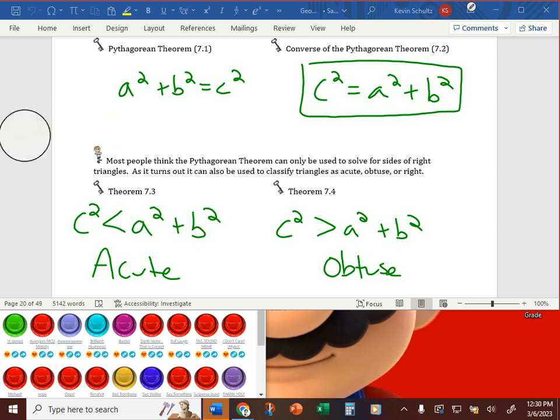But by putting that C squared value first, it helps align the less than with acute and the greater than with obtuse. In your book or other places, you might see A squared plus B squared is less than C squared is an obtuse triangle. That's not wrong, because the C squared is on the other side of the inequality symbol. But what I want you to remember is when you calculate that C squared, if it's greater, obtuse. If it's less, acute. If it's equal, it's right. Those are your three options.